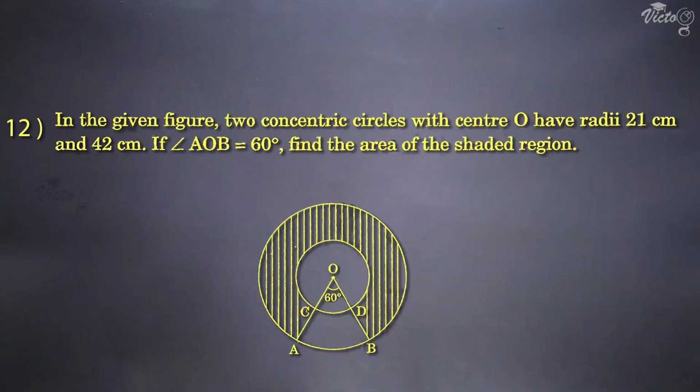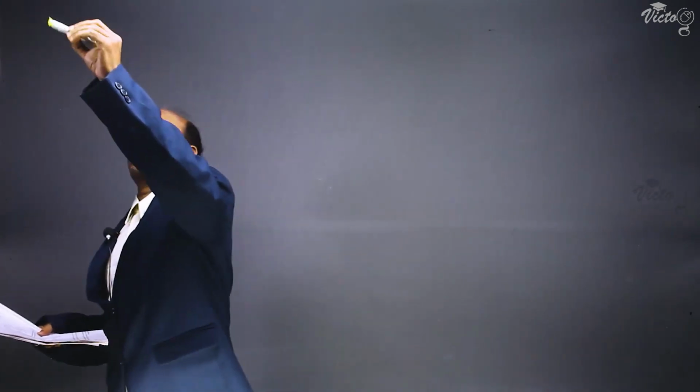In the given figure, two concentric circles with a center O have radii 21 cm and 42 cm. If angle AOB is equal to 60 degree, find the area of the shaded region. Use pi is equal to 22 by 7. Question number 12. The figure is given in the question.